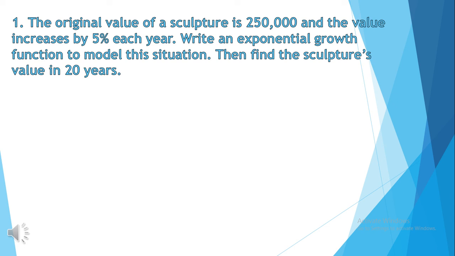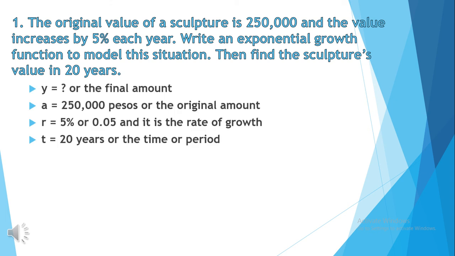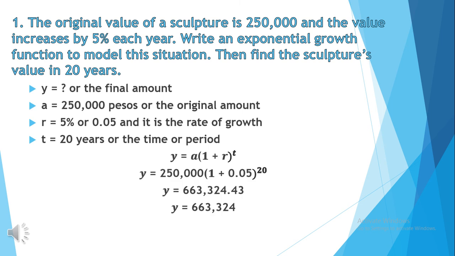First, we must identify each value of the corresponding exponential growth function. Y is equal to question mark or the final amount, A is equal to 250,000 or the original amount, R is equal to 5% or 0.05, and that is our rate, and our T is equal to 20 years or the time or period. To solve this problem, we substitute the given values into the formula y = a(1 + r)^t. Then y = 250,000(1 + 0.05)^20 is our exponential growth function.